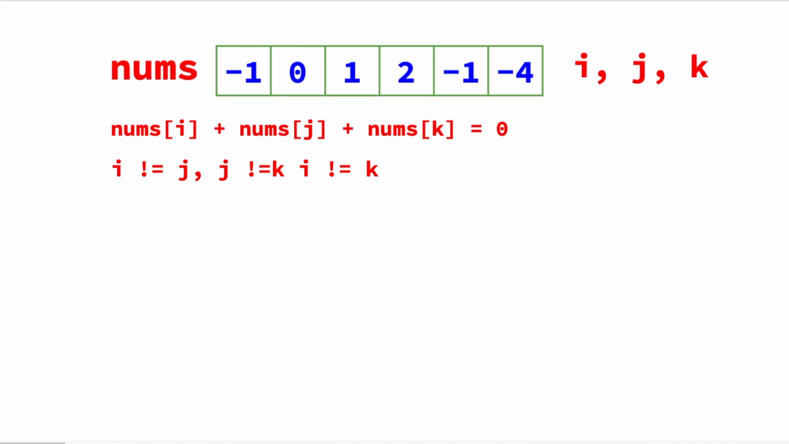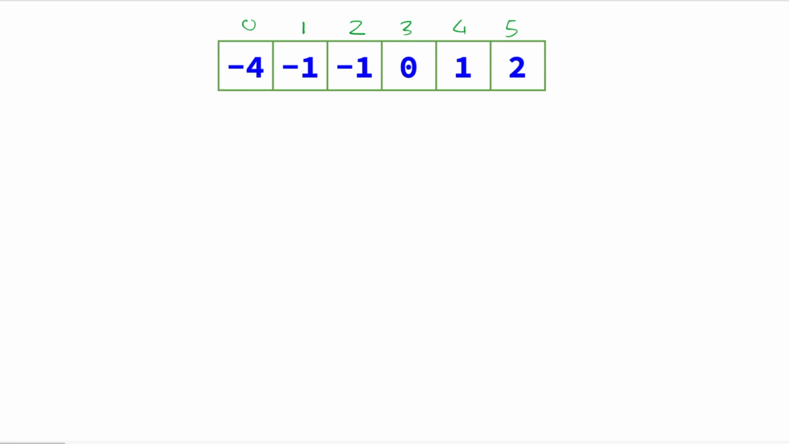To help understand the approach that I'm going to take, I first need to represent these numbers on a number line. For this, we need to sort the input array. After sorting this input array, we get this array. Now let's focus on this sorted array. Here we can see that I have the values in increasing order, and I've also marked the indices for every element.